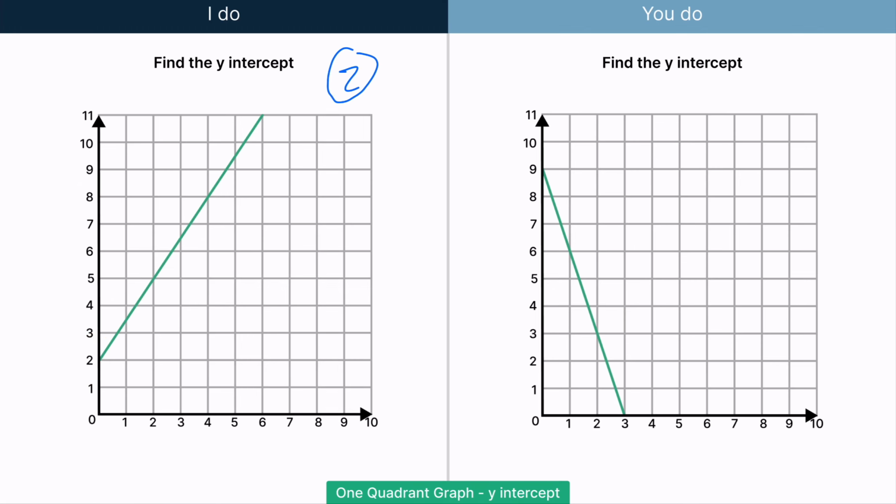Okay, now hopefully you've pressed pause and had a go at the example on the right. The graph crosses the y-axis at 9. So we are just looking for the y-intercept here, okay? So the correct answer is 9.